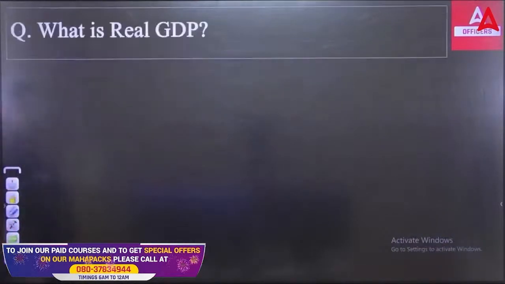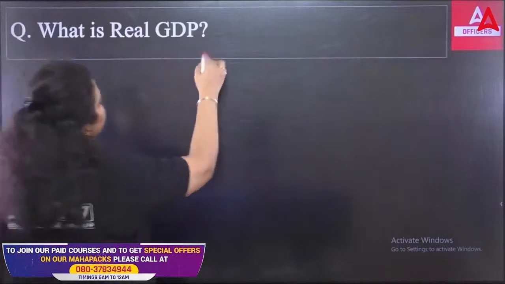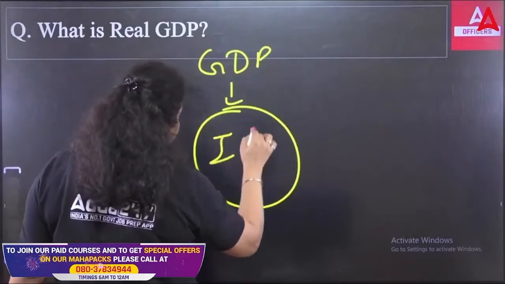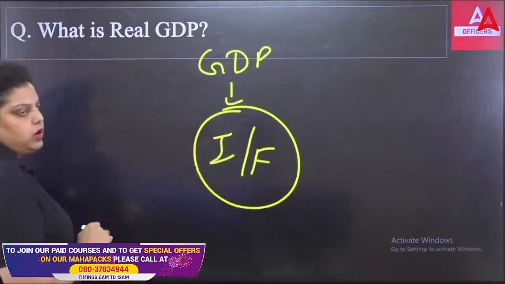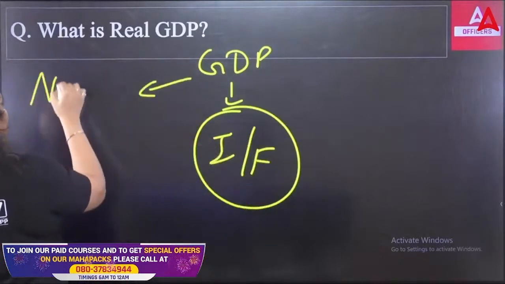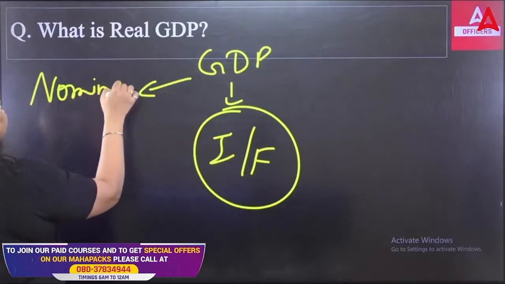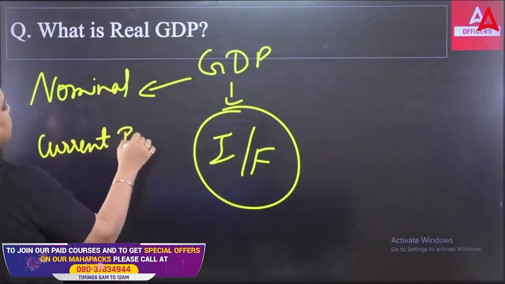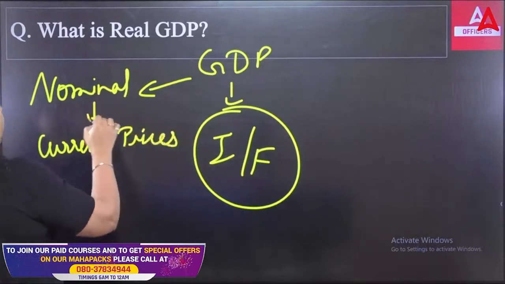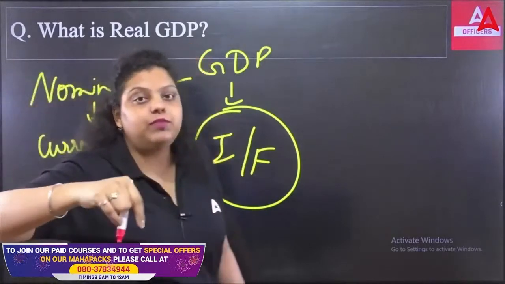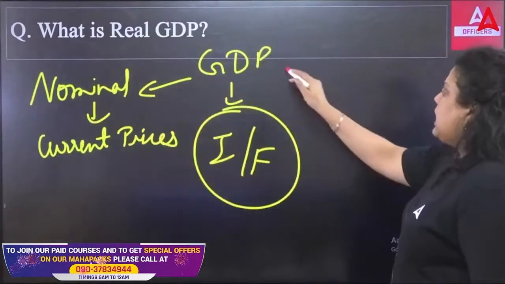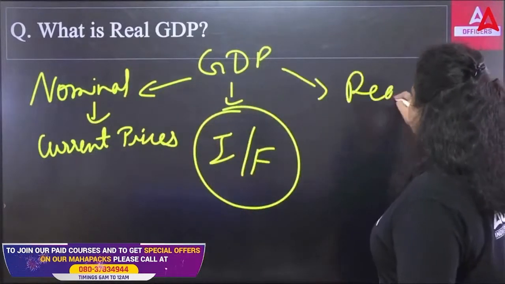Okay. Next, what is real GDP? GDP, you all know, means the money value of all final goods and services produced within the geographical boundary of a country. When you calculate nominal GDP, you have to calculate at current prices. Current prices means whatever production happened within the country in this current financial year, that money value will be nominal GDP. Okay, now the real GDP will also be there.